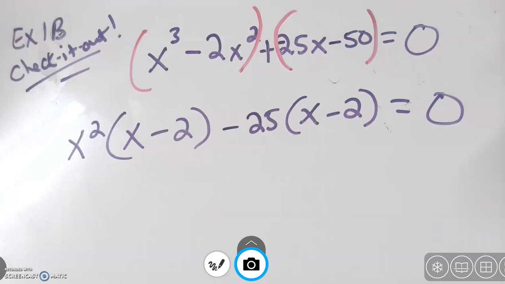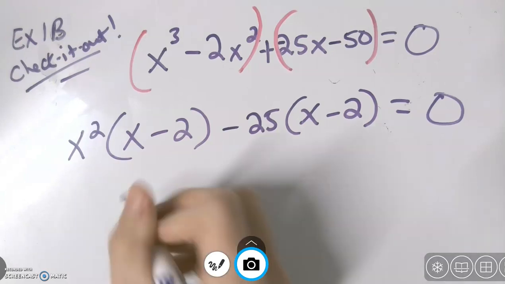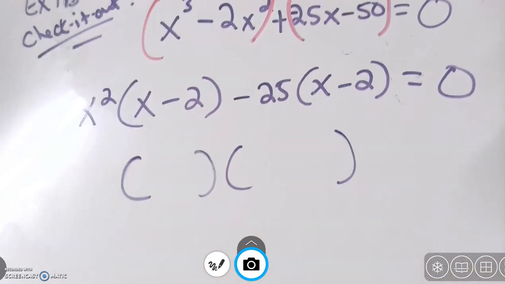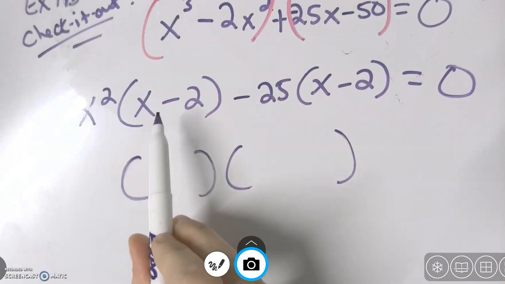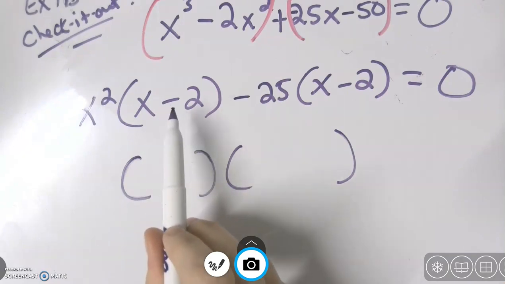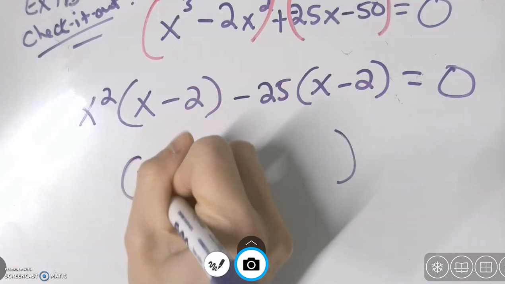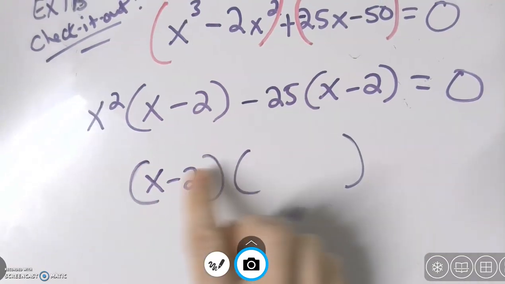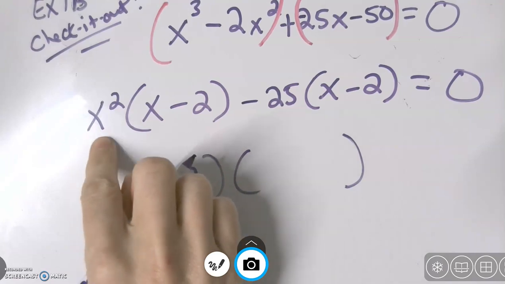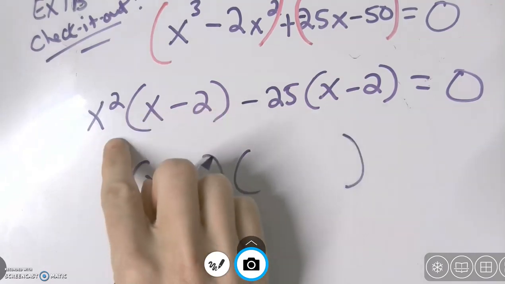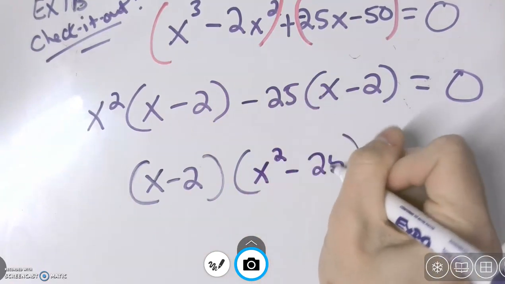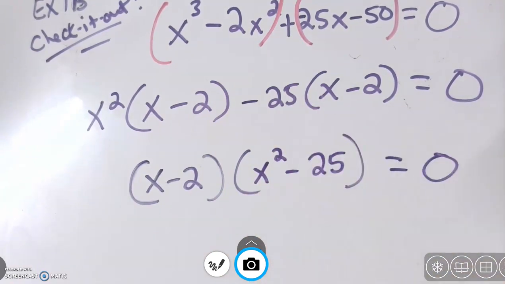We can factor this further. X minus 2 and x minus 2 are common binomial factors. Okay, so we're going to set up 2 parentheses, like so. And in the first set of parentheses, we're going to put our common binomial factor, x minus 2. And in my second set of parentheses, I'm going to put everything that's on the outside of these parentheses. So x squared, negative 25. X squared minus 25 will drop down into my second set of parentheses. And again, this is set to 0.